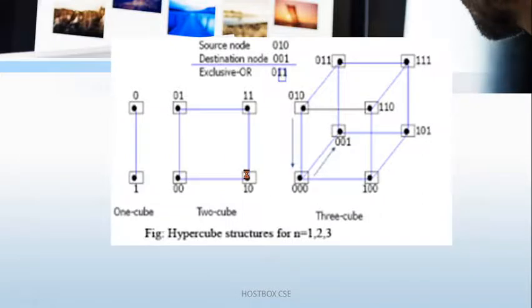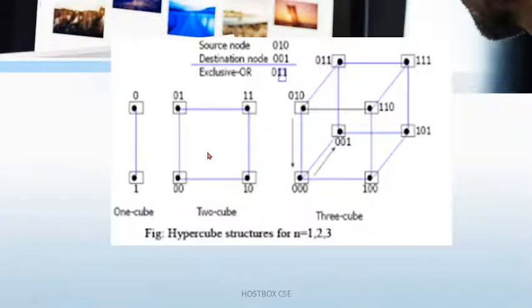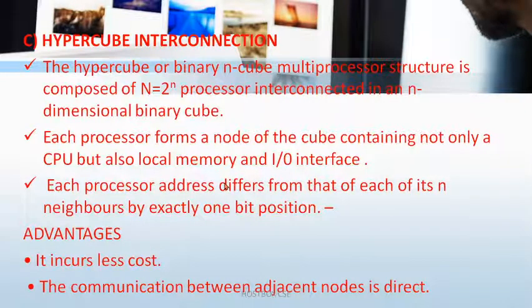This structure is simple and easy. Each processor forms a node of the cube containing not only a CPU but also local memory and an IO interface, and each processor address differs from that of each of its n neighbors by exactly one bit position only. Advantages: less cost, and communication between adjacent nodes is direct. So it can communicate directly, there is no indirect method. It can directly do the transfer of information and so on. These are the points about the hypercube.